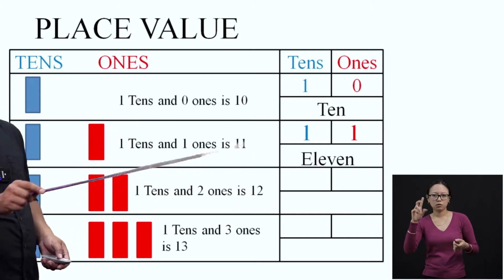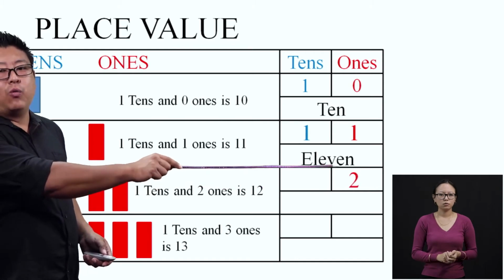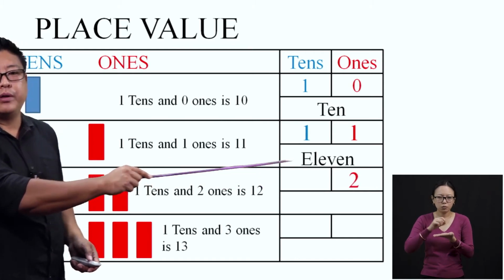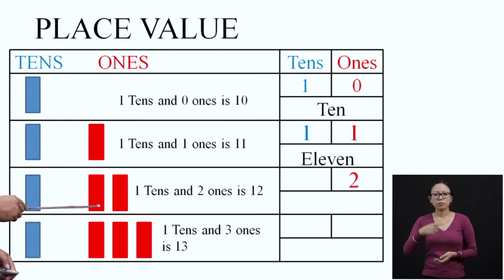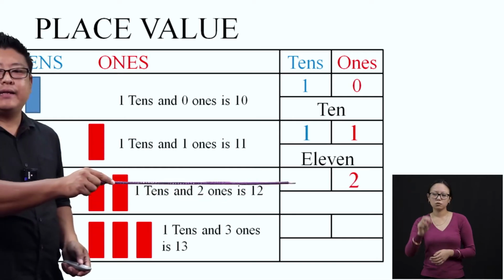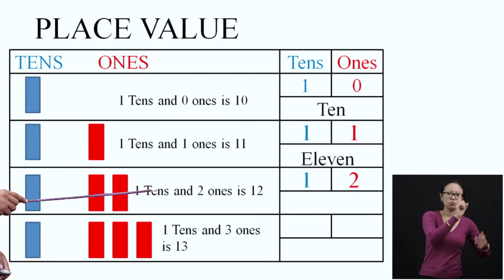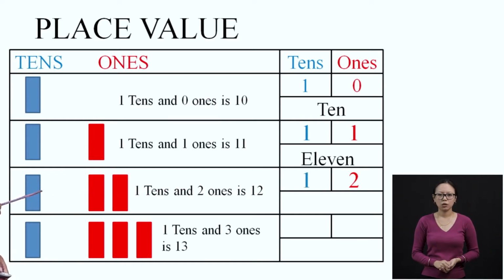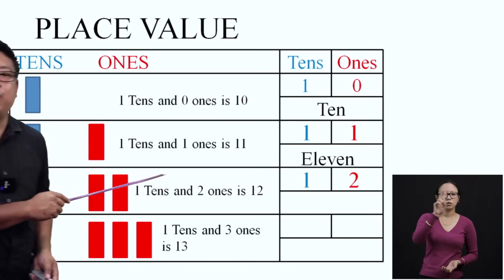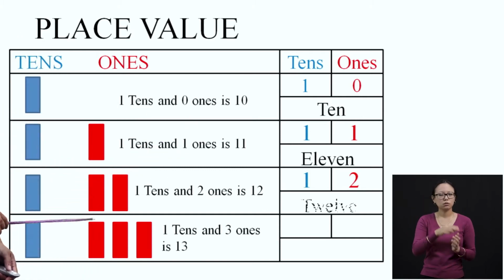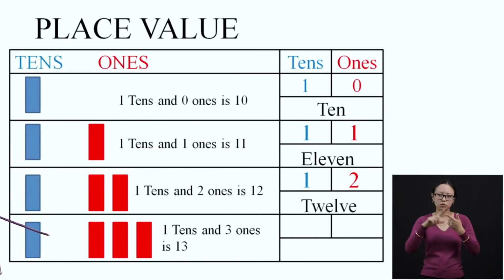So when we combine 1/10 and two ones, it becomes 12, all right? So in this box, we will write like this. In ones place, we will write 2 because we have two red strips here. And in tens place, we will write 1 because we have only 1/10. All right, children?